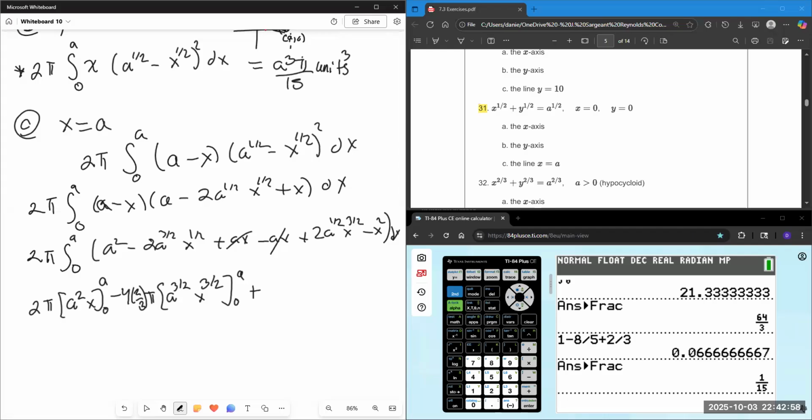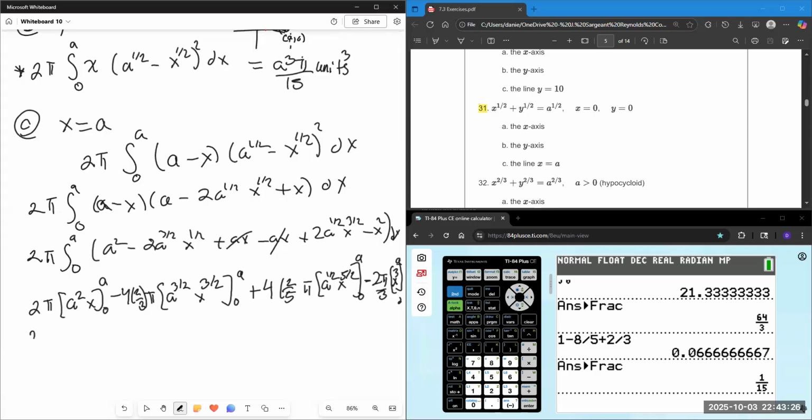plus 4 pi a to the 1/2 x to the 5/2 times 2/5, 0 to a, minus 2 pi over 3 x to the 3rd, 0 to a.